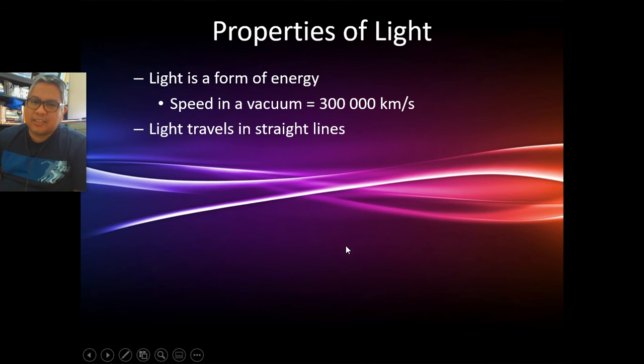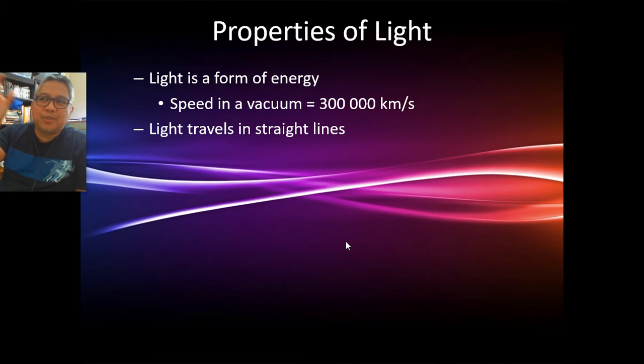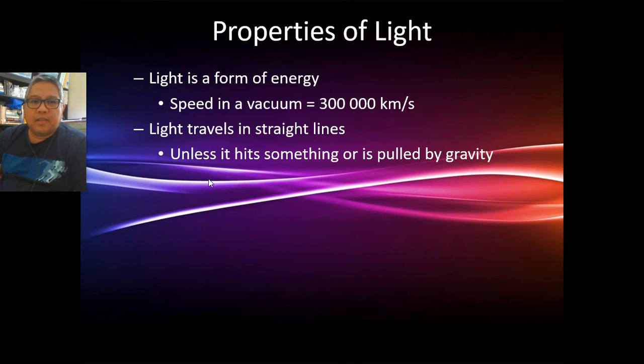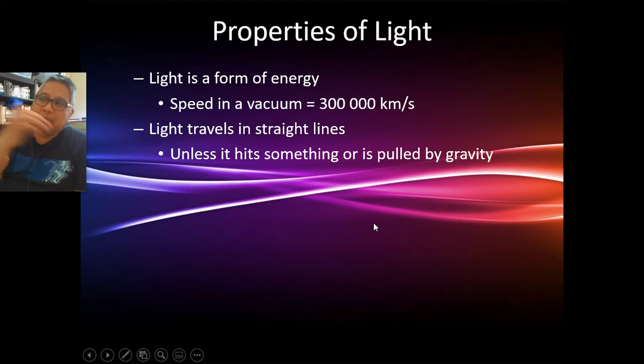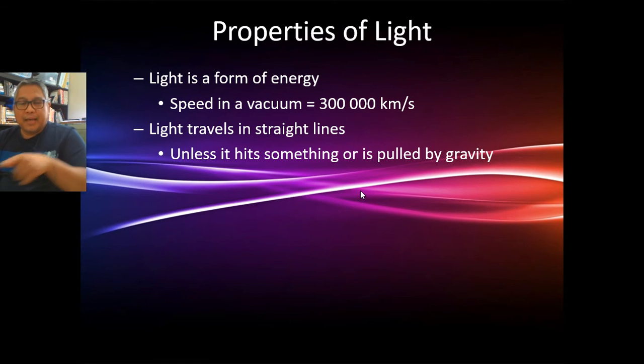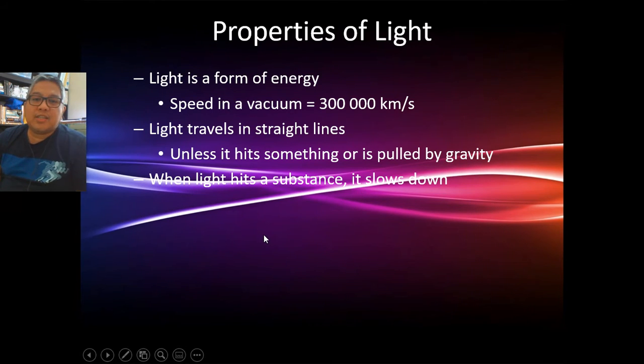So light travels in a straight line, obviously. That's why when you're using reflectors, you're using mirrors to reflect the light, it follows a straight line, unless it hits something or it's pulled by gravity. So it will bend when passing through a black hole. So when light hits a substance, it slows down. And that's the reason why. And we'll have more discussion.